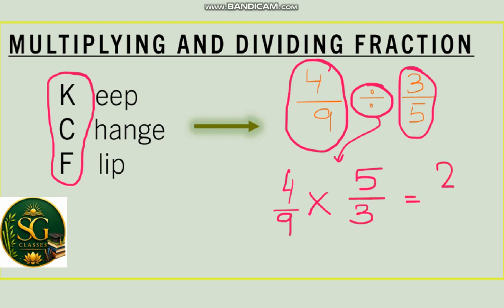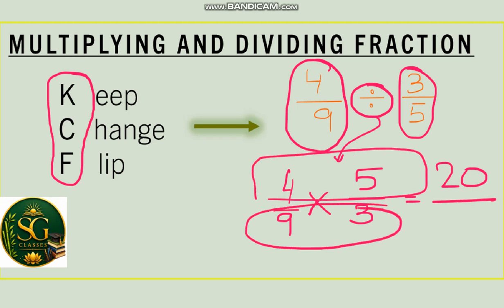4 times 5 is 20, because that's what we do. We multiply the numerators followed by multiplying the denominators. 9 times 3 is 27. So what's my answer? 20 by 27.